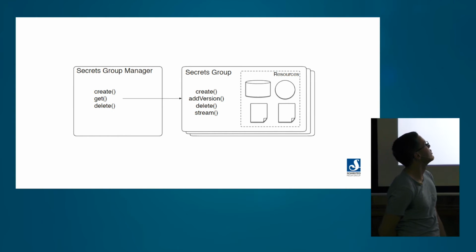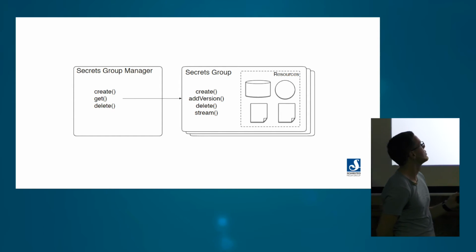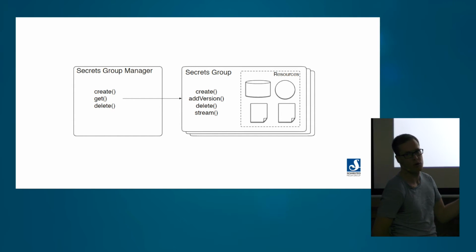So you have the secret group manager that manages the secret groups. And the secret group is just a logical collection of secrets. So it's usually either your team's secrets or maybe a given service's secrets. So that's how you control access. So the services have access to a single secret group, and that secret group also has the resources, which are managed by you, so the user doesn't have to think about them.